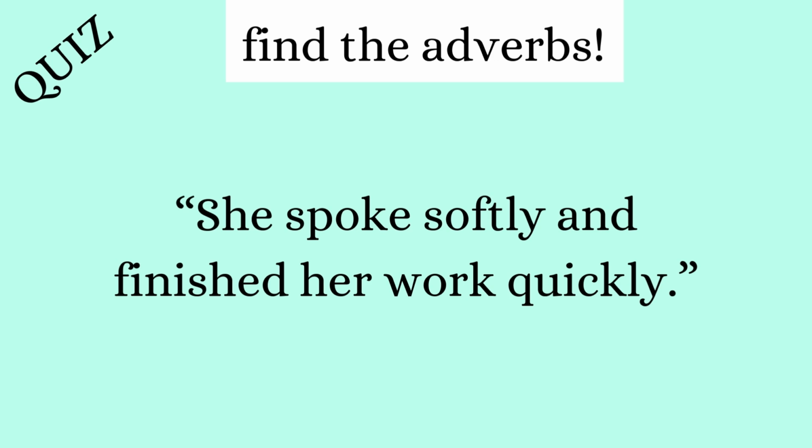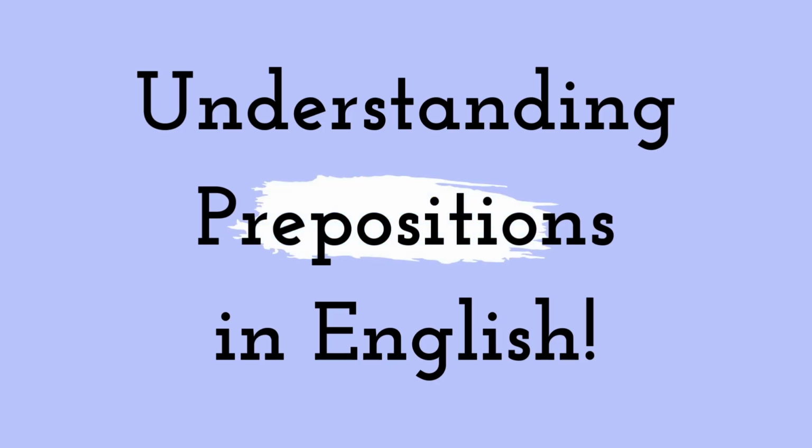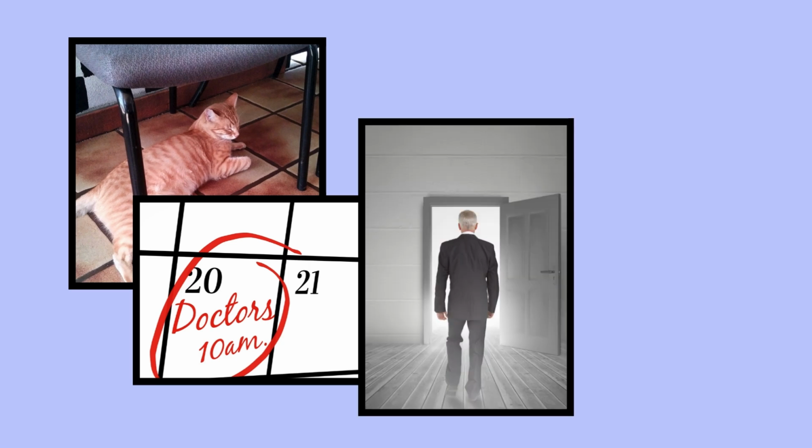Did you find them? So the words softly and quickly are the adverbs in the sentence. They describe how she spoke and how she finished her work. A preposition is a word that shows the relationship between a noun or pronoun and other words in a sentence. It often indicates location, direction, time, or position.